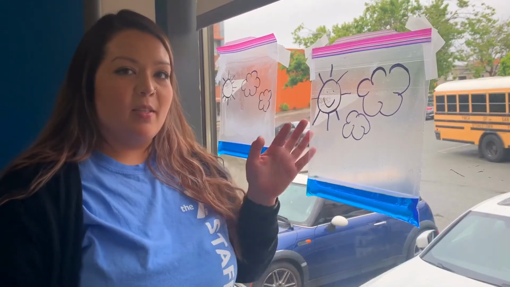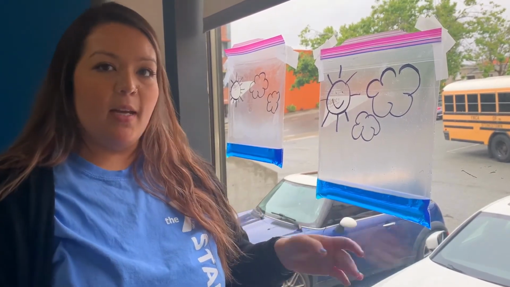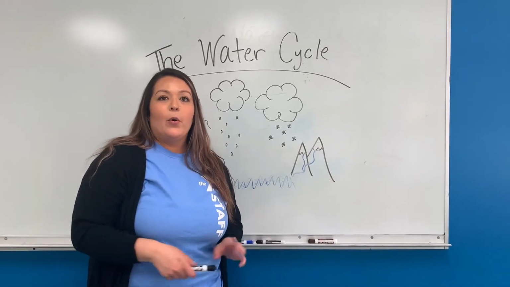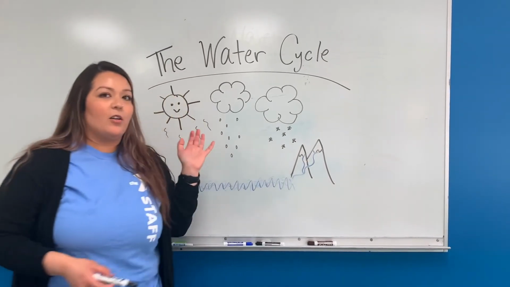So depending on how much sunlight your window is getting will determine how fast your water cycle begins to actually work. So go ahead and give your bag maybe about an hour or two and come back later and make observations on it like we did to my bag. That concludes the project portion of our video. We will be doing a quick little review on the water cycle here.